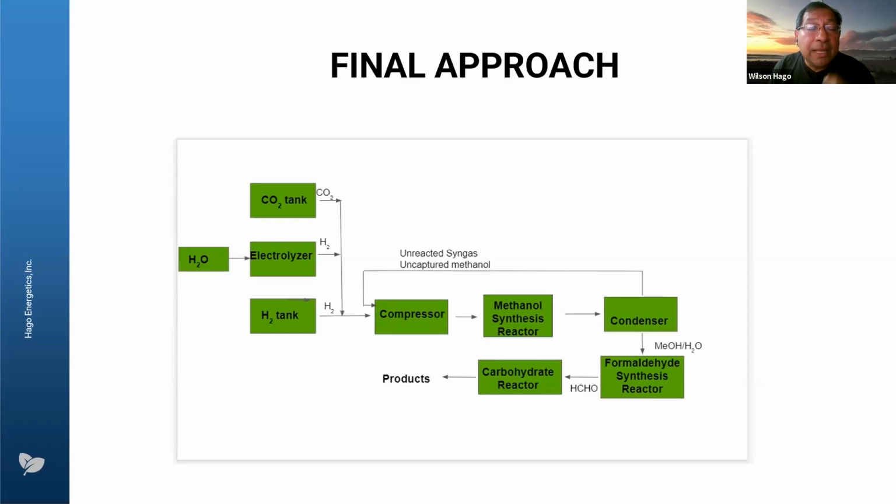And this demonstrates what we actually did. We combined carbon dioxide directly, in concentrated form, with hydrogen from either an electrolyzer or a compressed tank. We sent it to a compressor, which sent it to a methanol synthesis reactor. And I'll show you a little picture of that. The methanol synthesis reactor makes methanol and water in gas form, condenses it, and then sends it to a formaldehyde synthesis reactor. The formaldehyde is then reacted in a carbohydrate reactor to yield the sugar products. So that's the basics of the whole approach.